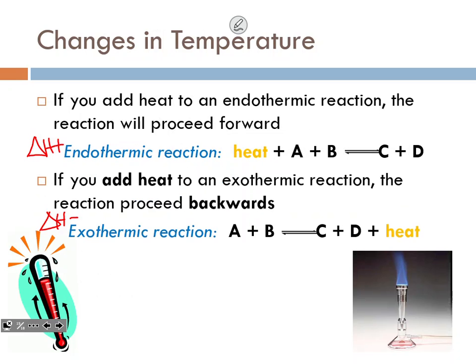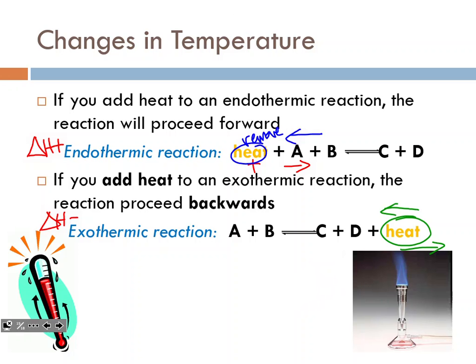Once you've figured out where heat goes, now you can add it in or remove it and figure out which way it should proceed or shift. In an endothermic reaction, if I add in heat, or increase the temperature, which is another way to phrase that, it's going to proceed towards the products. But if I remove the heat, then it's going to proceed towards the reactants to replace the heat. The opposite is true on exothermic reactions because heat is over here. If I add in heat or increase the temperature, it's going to go towards the reactants. If I remove heat, then it proceeds towards the products.